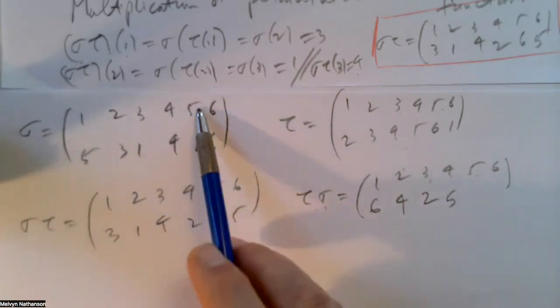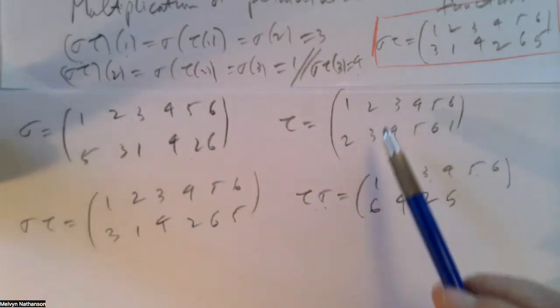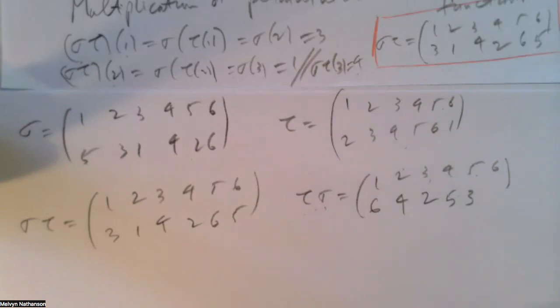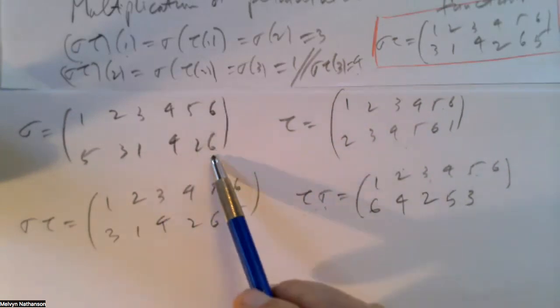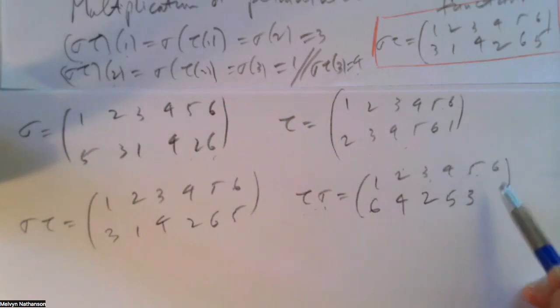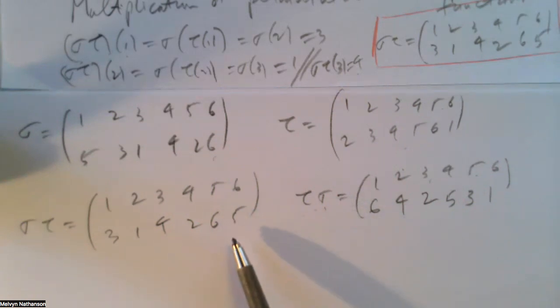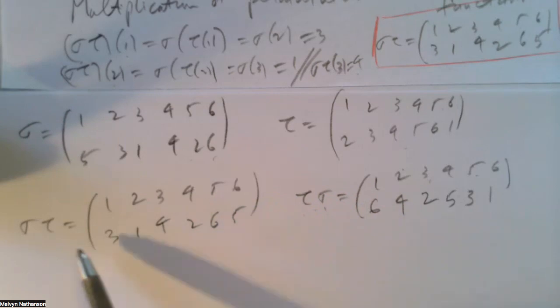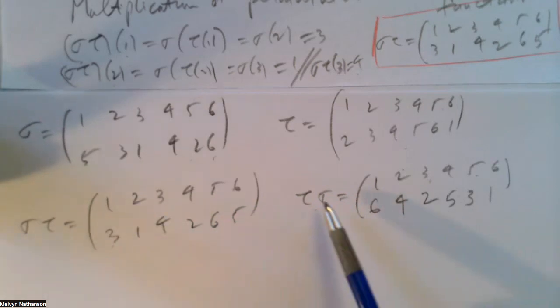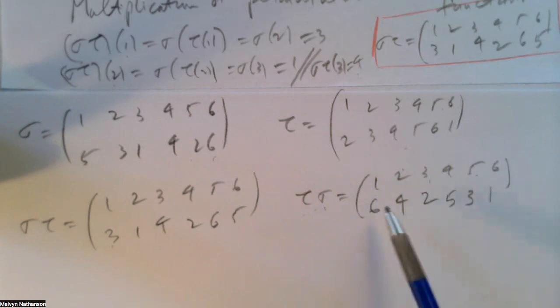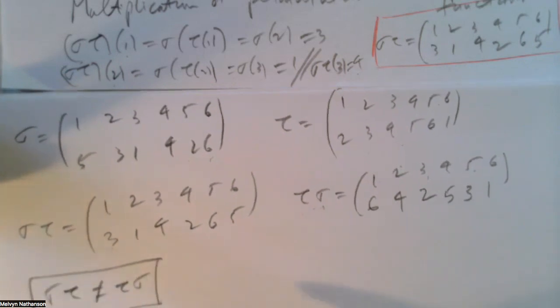So sigma sends 5 to 2, and tau sends 2 to 3. And sigma sends 6 to 6, and tau sends 6 to 1. So tau sigma is this permutation. And if you compare these two permutations, these two functions, they're different. Sigma tau sends 1 to 3, tau sigma sends 1 to 6. So sigma tau is not equal to tau sigma in this case.